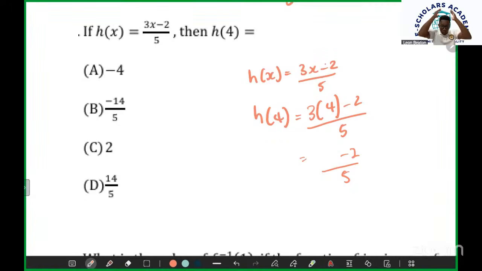Wow, 3 fours, wow. Anyways, 3 fours is 12, minus 2 is 10, over 5. So 10 divided by 5 is simply 2, which is C.